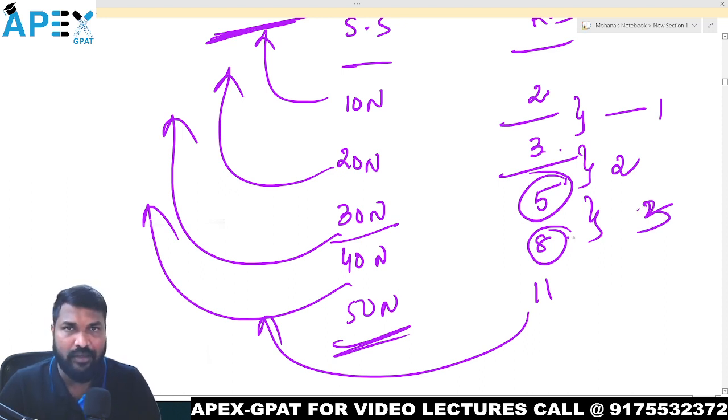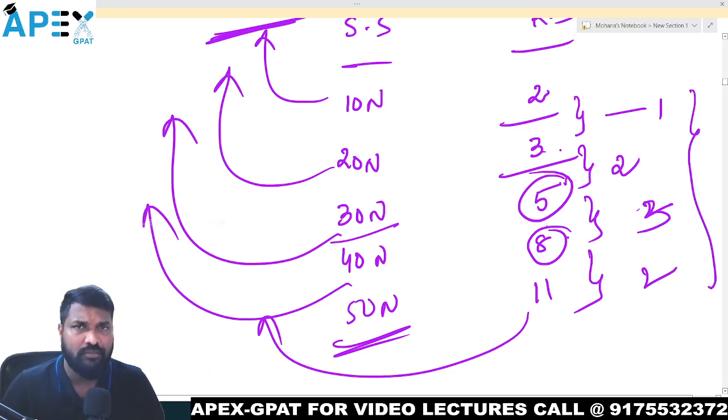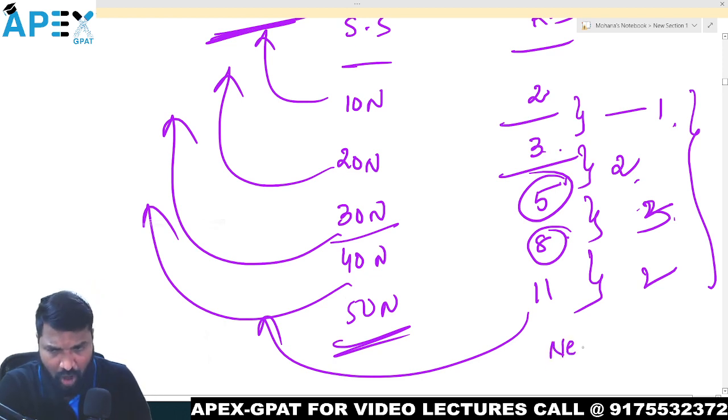Are you getting my point? And from 8 to 11, the gap is 2. Did you observe? Is it increasing proportionally? 1, 2, 3, 2. No, it is not increasing proportionally. When the force is applied, the flow is not increasing proportionally. Can I say non-Newtonian flow? Yes, this material also starts behaving like a non-Newtonian flow.